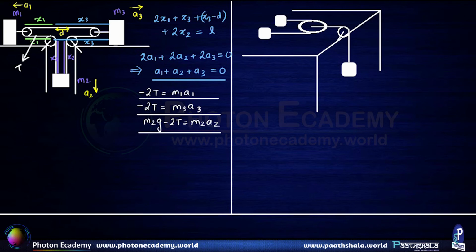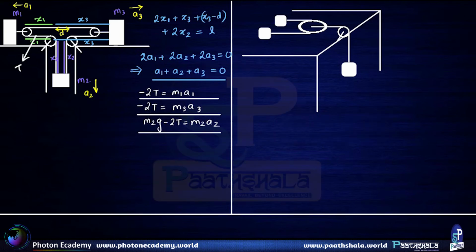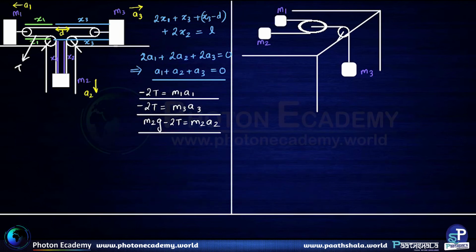Now in the next illustrated example, this is the mass m1, this is the mass m2, and this is the hanging mass m3. These two masses m1 and m2 are kept on a frictionless table, and they are connected via a horizontal pulley that is kept on the table as shown. So this is the horizontal pulley kept on the table.